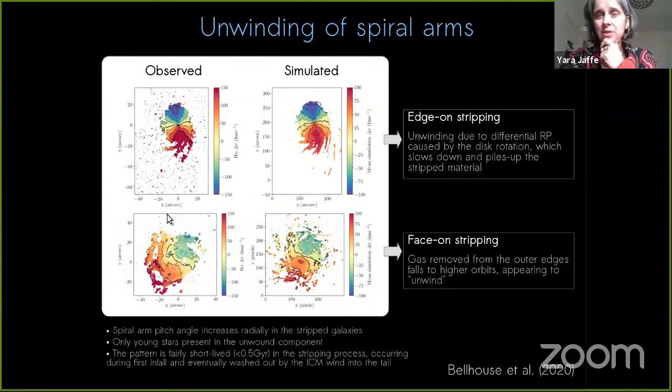So on the left, we have observations from the GASP survey, color-coded by the velocity of the H-alpha component. And on the right, we have simulated galaxies in these two different scenarios, where we can reproduce really quite well the observed properties of these galaxies. So in the edge-on stripping, we have essentially differential ram pressure, which is caused by the rotation of the disk, which slows down and piles up the stripped material. And in the face-on case, the gas is removed from the outer parts of the galaxy, and this falls into higher orbits, and they appear to unwind, trailing behind the galaxy.